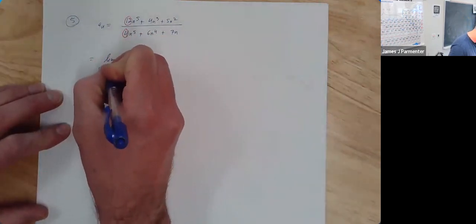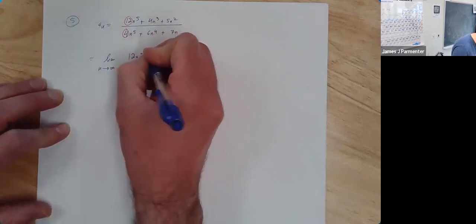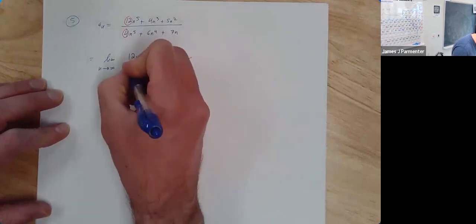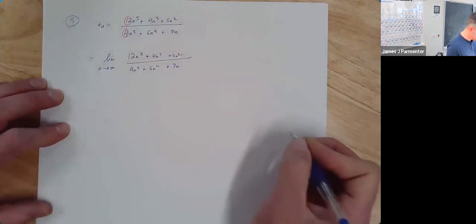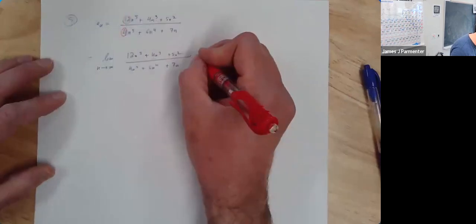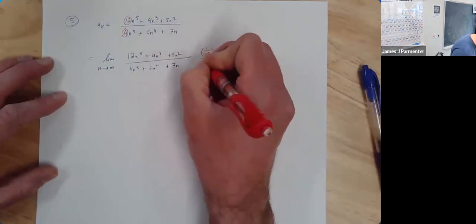Here's the work. Limit as n goes to infinity of 12n to the 5th plus 4n cubed plus 5n squared over 4n to the 5th plus 6n to the 4th plus 7n. I'm going to divide everything by n to the 5th. Or alternatively, you can think of it as multiplying the top and the bottom by 1 over n to the 5th.